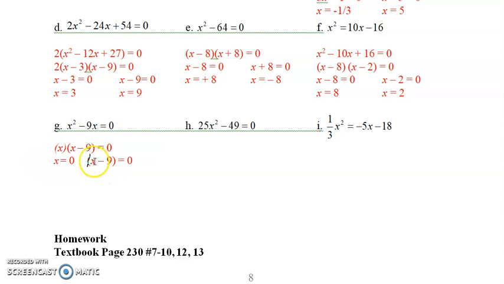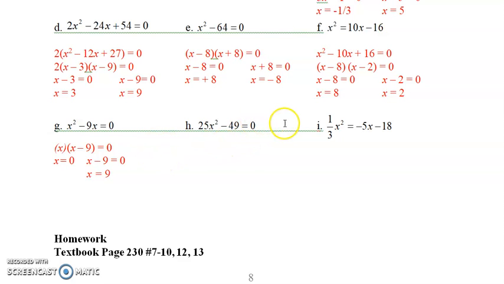And x minus 9 is equal to 0. We can drop our brackets, and then that means that this x is x. So x equals 9. Add the 9 to both sides, we get x equal to 9. Okay?